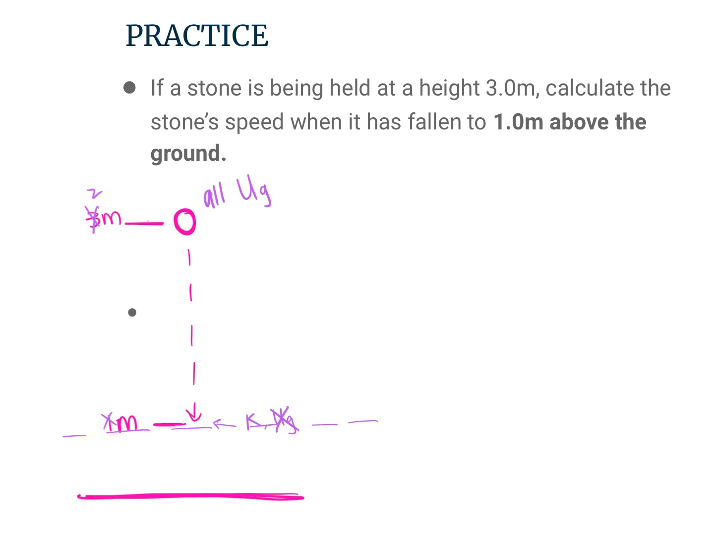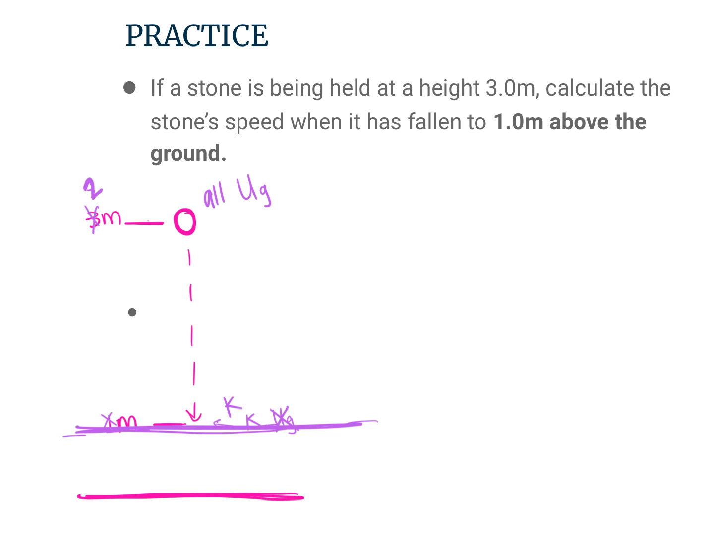Would we rather just reset our ground level? Yeah? Okay, so let's go with that. Let's go with what we have right here. So let's call this the ground level. That would mean that here we have all kinetic and here we have all potential. And that changes now our initial height to only be 2 meters. Do you see what I did there?